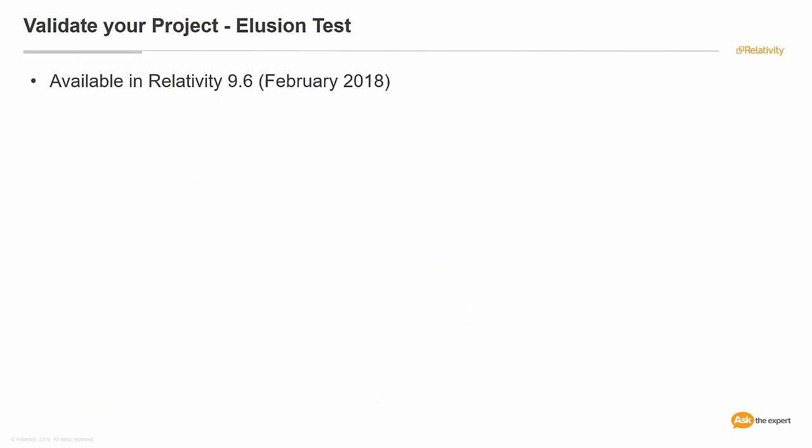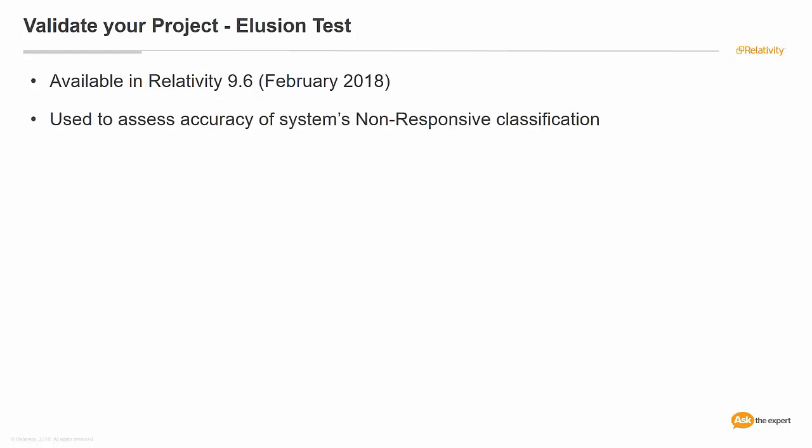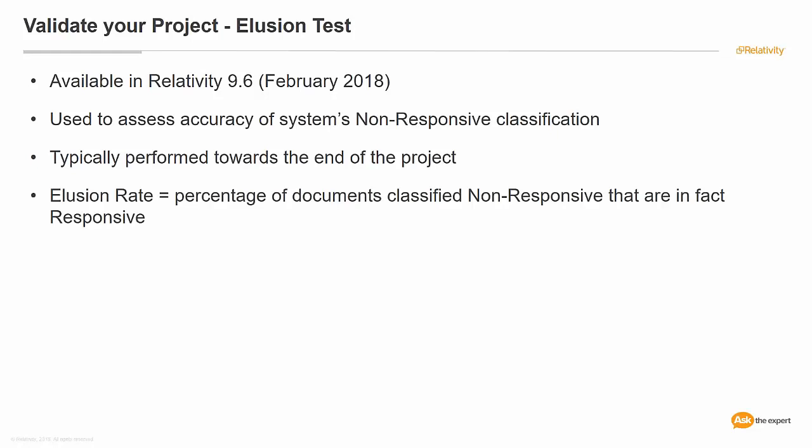All right, so we talked about the Elusion Test. This is a capability that's built into active learning that became available in our 9.6 release, which is the February 2018 release. So you have that built into the active learning tool. And as we're saying, it's used to assess the accuracy of the non-responsive classification. You can do an Elusion Test anytime, but typically you'll do it towards the end of your project, when you think the system has stabilized around defining that bucket or big pile of non-responsive documents.